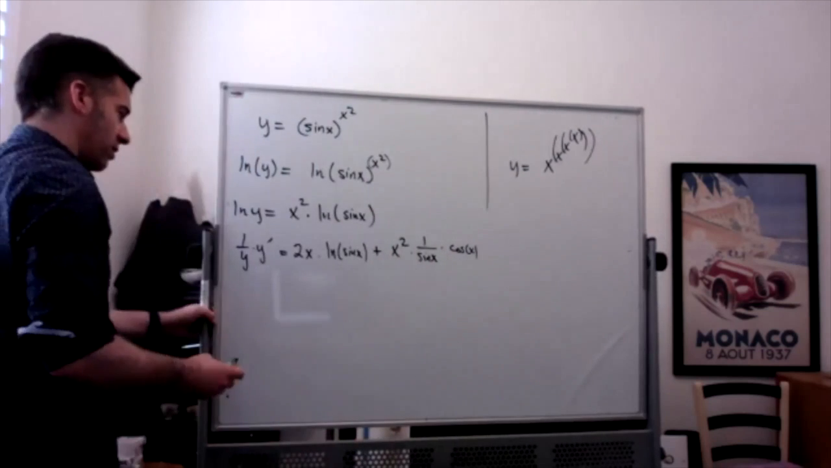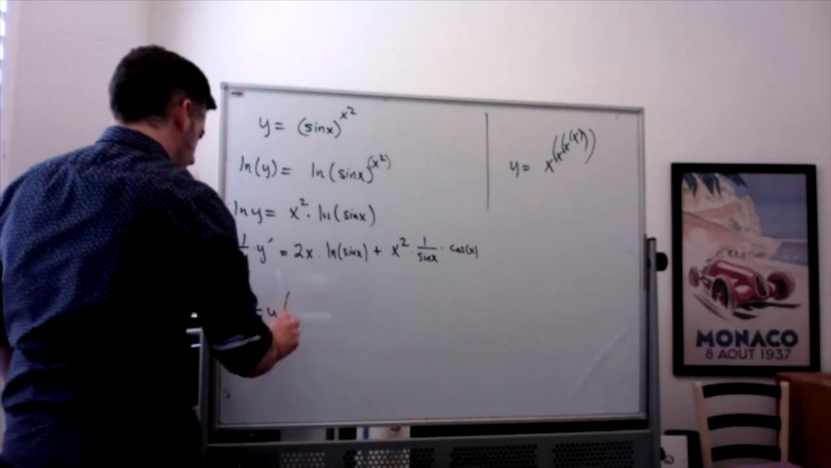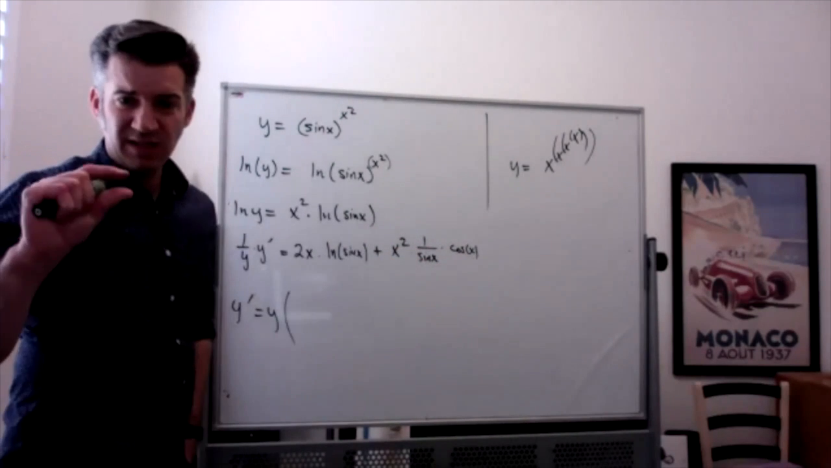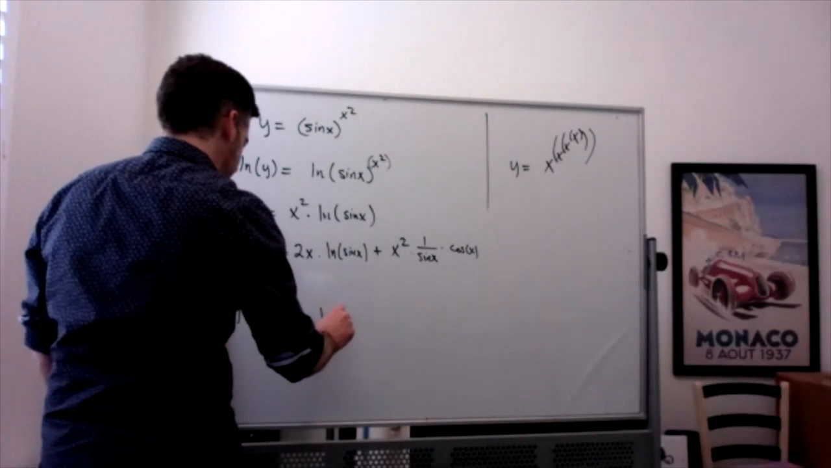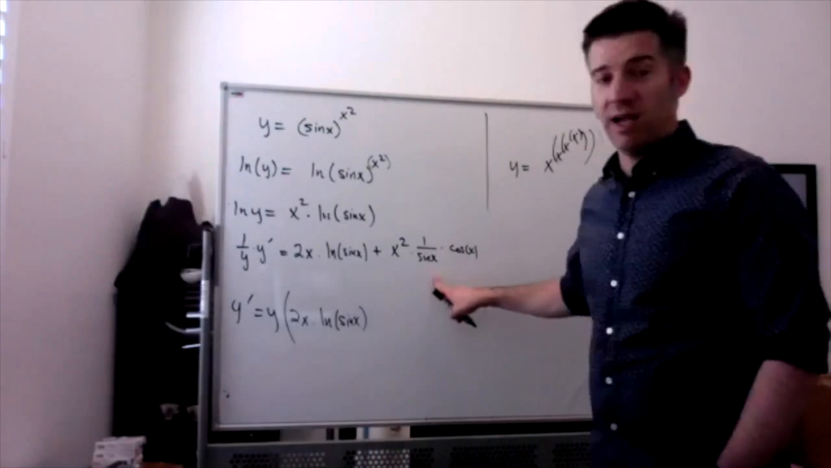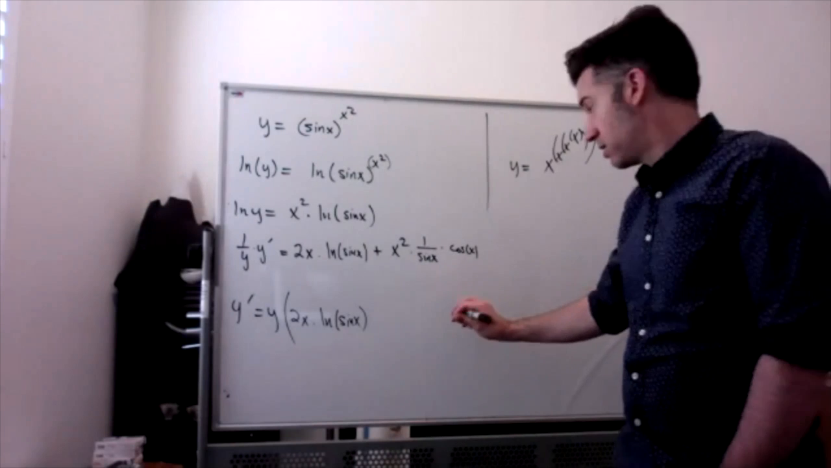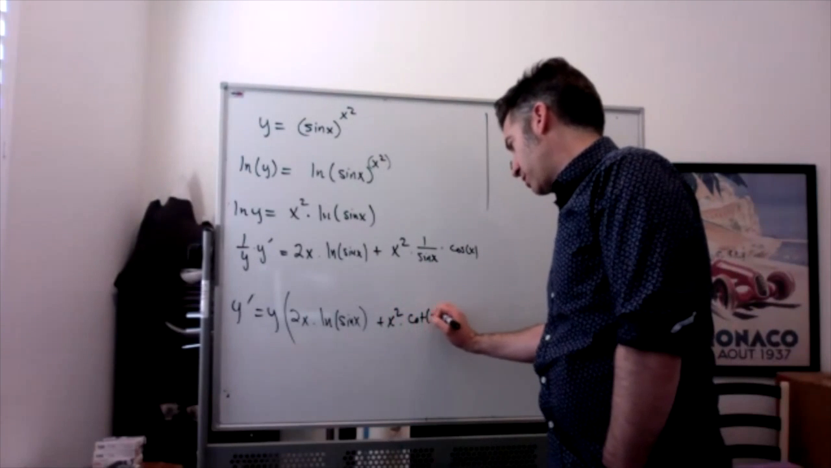And then we're going to multiply both sides by y. So y prime equals y times all of this. And so we're going to simplify just a tiny bit. You don't really need to. There's one thing I like to do because it's just simple. Cosine of x divided by sine of x is cotangent of x. So I'm going to write this as x squared times cotangent of x.